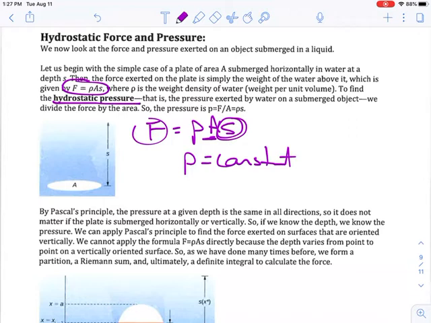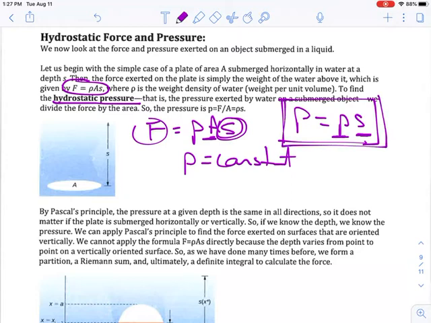For hydrostatic pressure, we simply take the force and divide it by area. So hydrostatic pressure is simply the density times the depth. That's basically what you're feeling. When you dive down in water, the pressure that you feel on your ears in particular is a function of the density of water, which is a constant, times the depth. So the only thing changing is the depth. As the depth increases, the pressure you feel exerted on you also increases. But I don't think we actually have any problems looking for pressure. Most of the time, we're going to be looking for hydrostatic force.